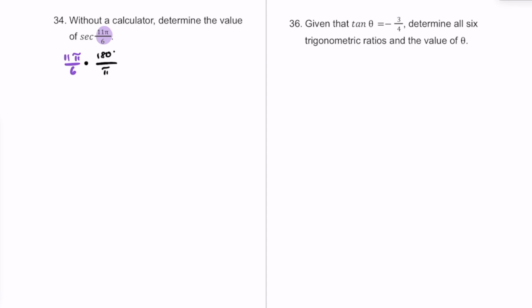If we go ahead and cross cancel here, the pi's will cancel out. The 6 and 180 will cross cancel as well and become 1 and 30. So 11 times 30 here is going to be 330. So this is the same thing as 330 degrees, just to help you visualize it. Maybe you already knew that from just looking at 11 pi over 6. But it's helpful to know that so we can visualize where this is.